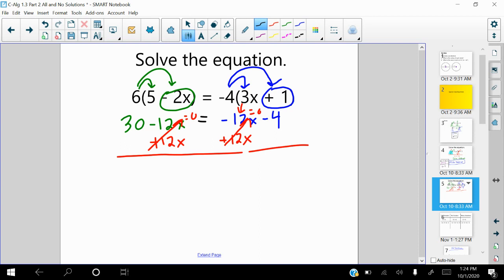So now we're left with 6 times 5, which was 30, is equal to now -4. Again, is this a no solution? Yes, it is. This is a no solution again.